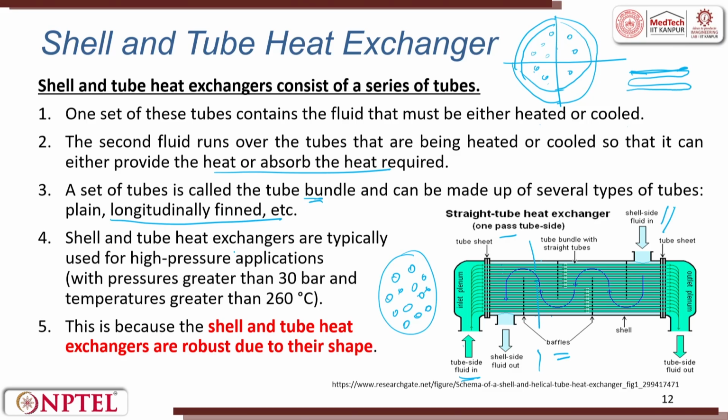Shell and tube heat exchangers are typically used for high pressure applications, where we talk about 30 bar, and temperatures can go up to 260 degrees Celsius. This is basically used in thermal power plants.